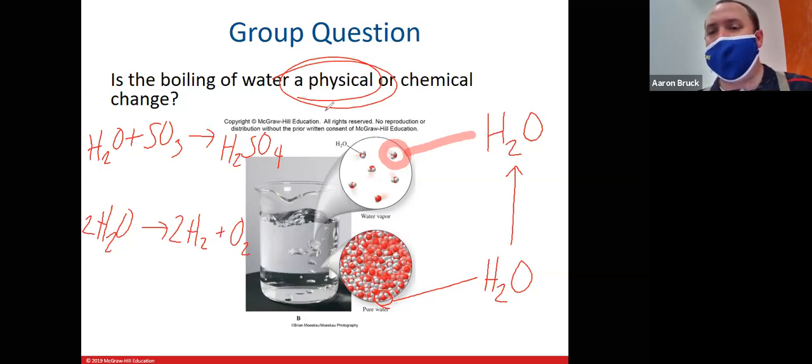But for right now, the way to tell a physical change from a chemical change is by looking at what was there before versus what was there after. If the two are the same, then we know it's a physical change. If they have different formulas before and after, then we know it's a chemical change of some kind. And we can get into more details of that later on in the semester. Any other questions?